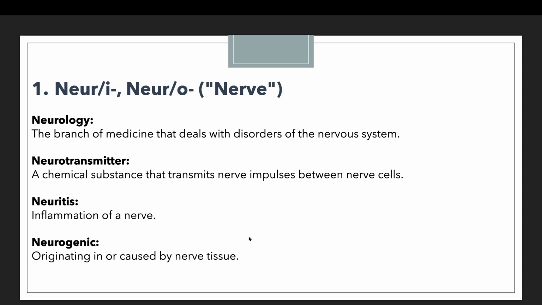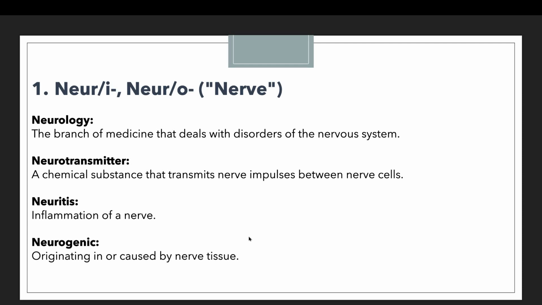Neurology. So if you look carefully, you will find neuro is a prefix and the complete terminology is neurology. Now what is neurology? Neurology is the branch of medicine that deals with disorders of the nervous system. Okay, so whenever we are dealing with disorders of the nervous system, that branch of medicine is known as neurology. You got it?